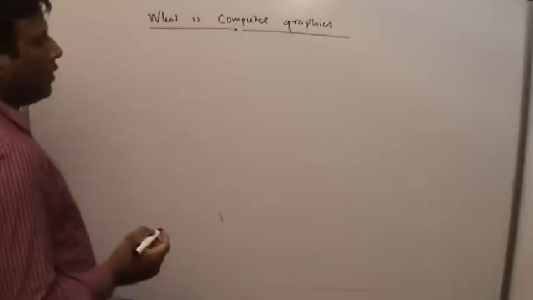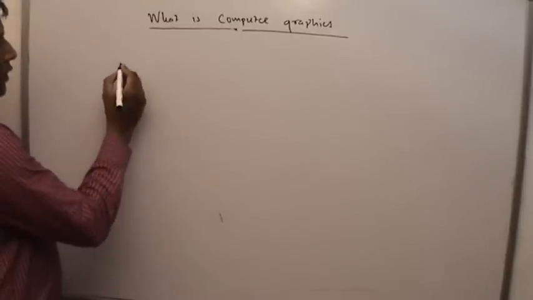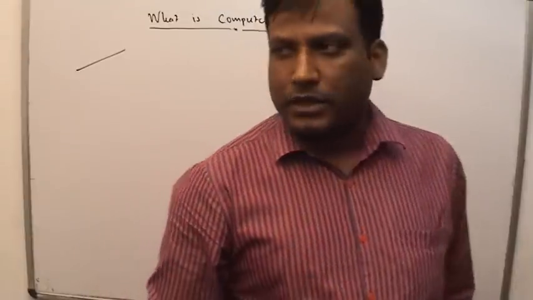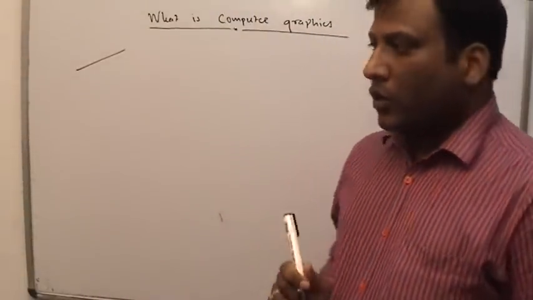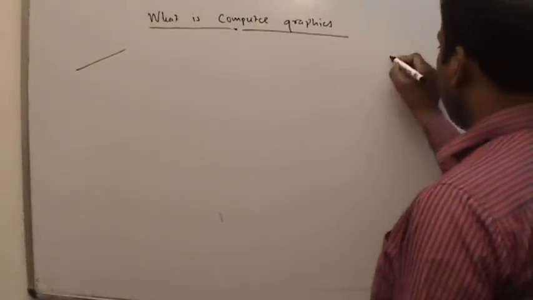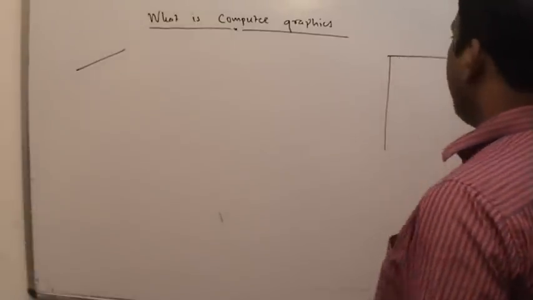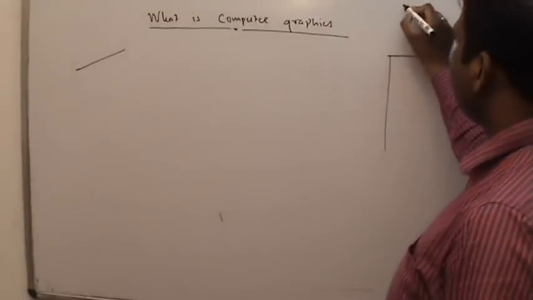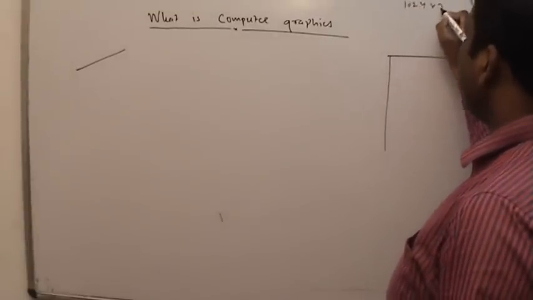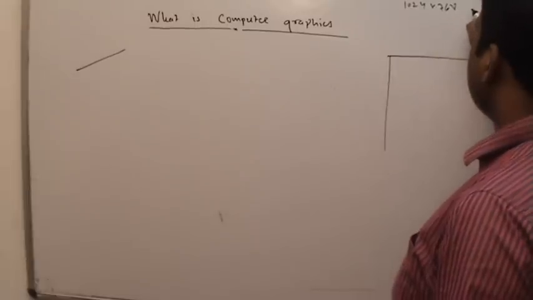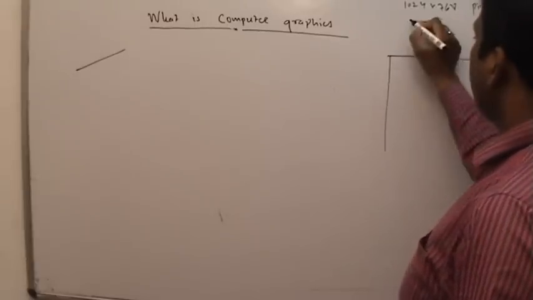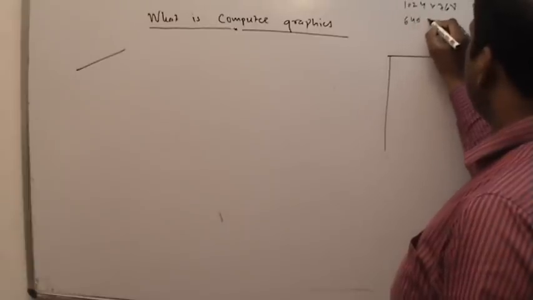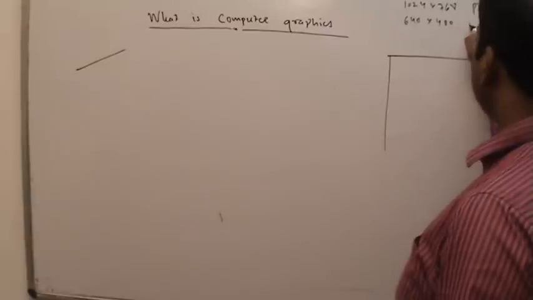If you want to draw a line on a computer, you have to know the Cartesian coordinate system. So first of all, we need to know the coordinate system. This is the coordinate of a screen. As we know, the graphics resolution of a screen may be 1024 by 768 pixels, or 640 by 480 pixels.